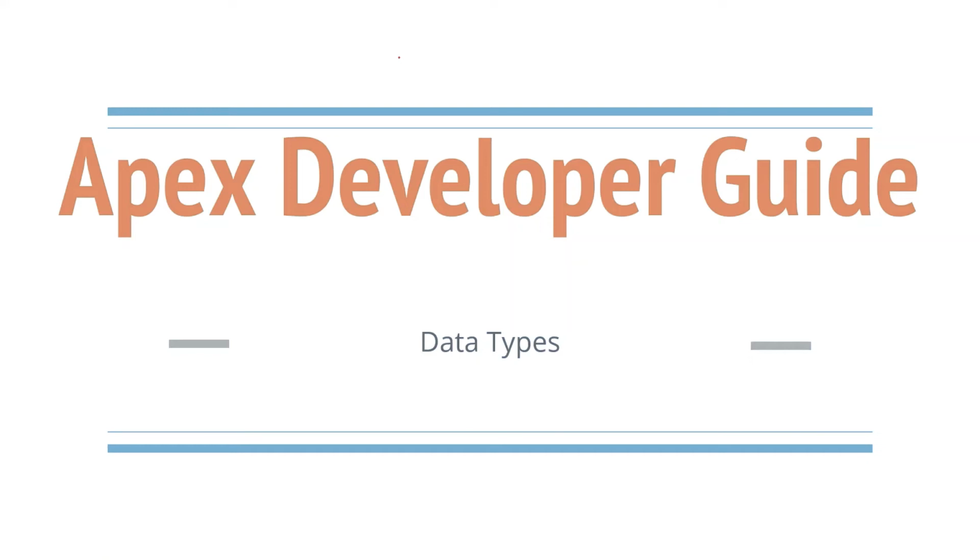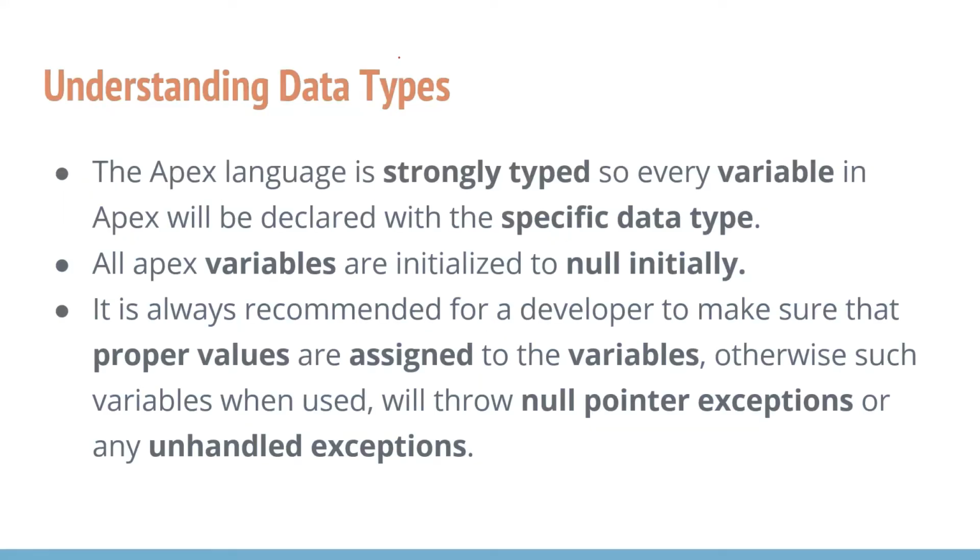In this video, we will discuss the different data types which we have in Apex. So let's start. First of all, we will try to understand what a data type is. As its name suggests, the type of data a variable will hold is defined by the data type associated with that variable. The Apex language is strongly typed, so every variable in Apex will be declared with a specific data type.